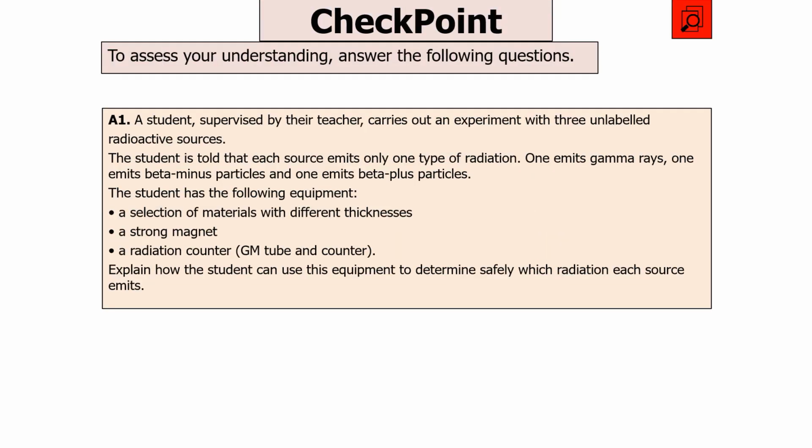The next question says, a student supervised by their teacher carries out an experiment with 3 unlabeled radioactive sources. The student is told that each source emits only one type of radiation. One emits gamma, one emits beta minus, one emits beta plus particles. The student has the following equipment: a selection of materials of different thicknesses, a strong magnet, and a radiation counter. Explain how the student can use this equipment to determine safely which radiation each source emits.